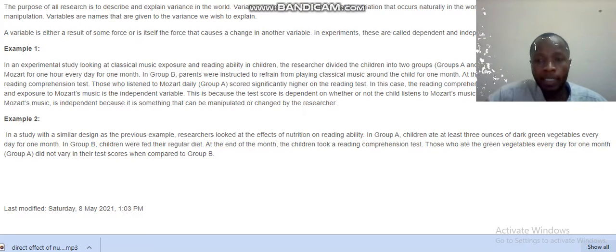That means there is no relationship between eating green vegetables and the comprehension test. That's a good example that shows the variables. So in this case, the green vegetable is the independent variable, and the test score for the comprehension is the dependent variable.